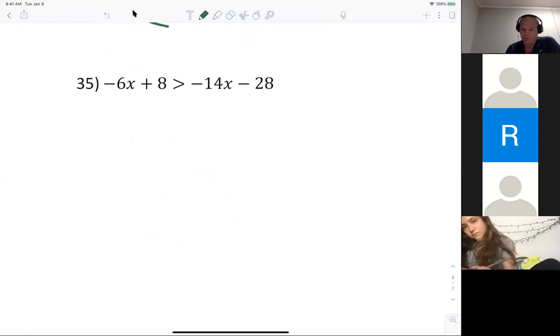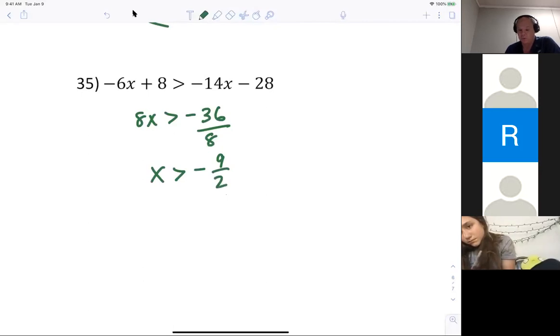Again, moving things around. We have adding 14x, so that's going to give me 8x. Subtract 8, negative 36. Divide by 8, so x is greater than negative. Now we can divide by 4, so that'd be 9 halves. So we say negative 9 halves, comma, infinity.